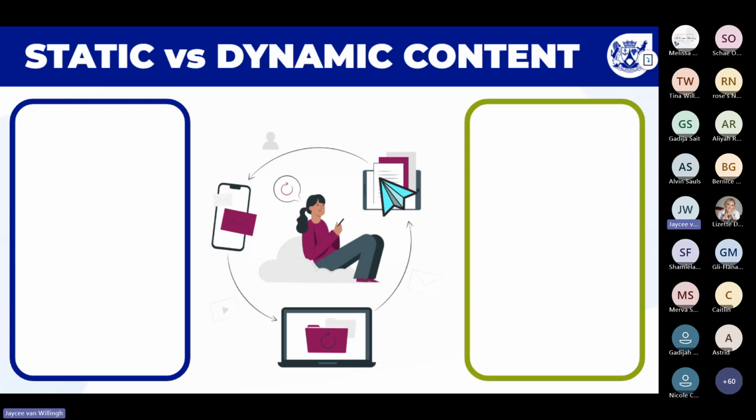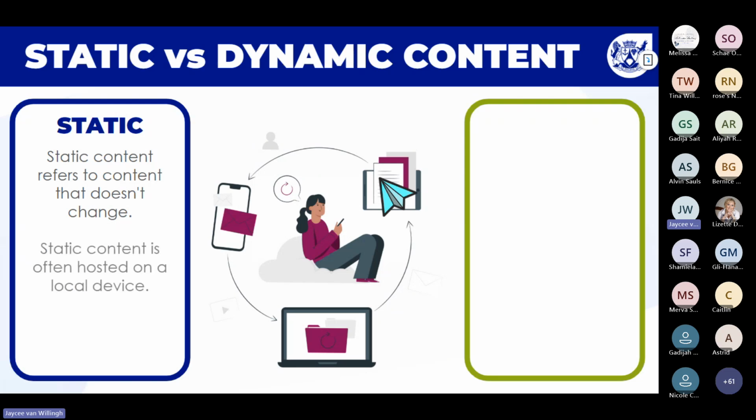So let's start first with static content. Static content refers to content that doesn't change. So it's basically a document that you saved on your computer, but if you want to make changes, you have to go to that exact computer. You can't do it on another computer unless you save it onto a USB, a floppy disk, or a hard drive. So it's static, meaning it can't change and you cannot access it from anywhere else except if you have that USB, that floppy disk, or that hard drive. So it's often hosted on a local device and it typically includes PDFs, PowerPoints, and Word docs.